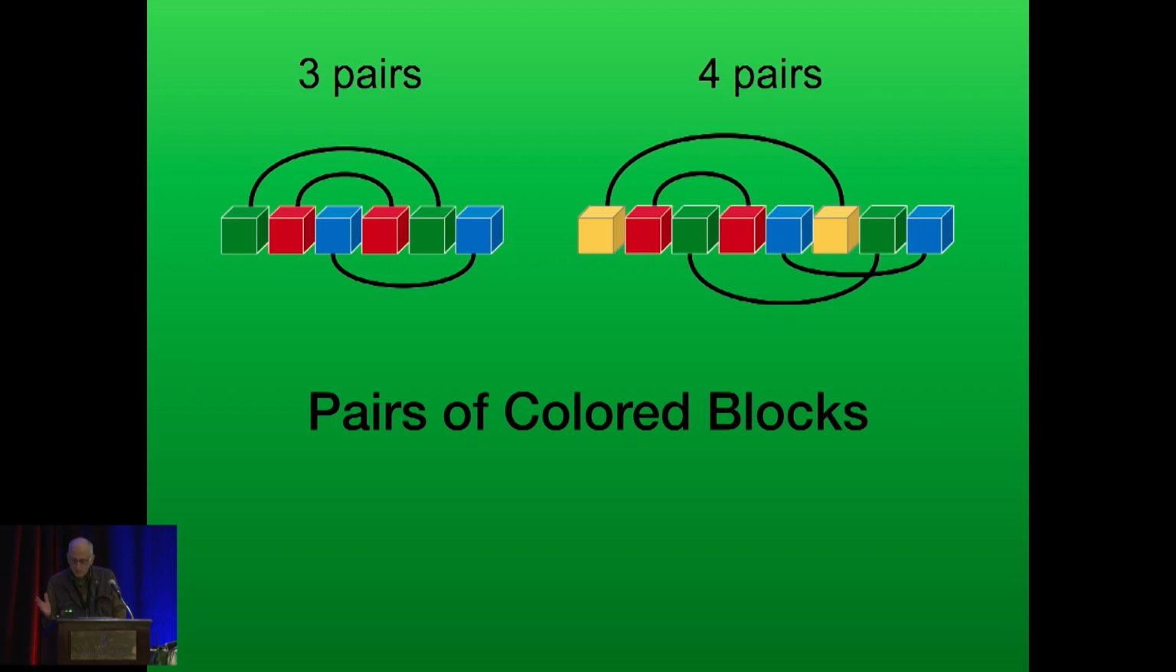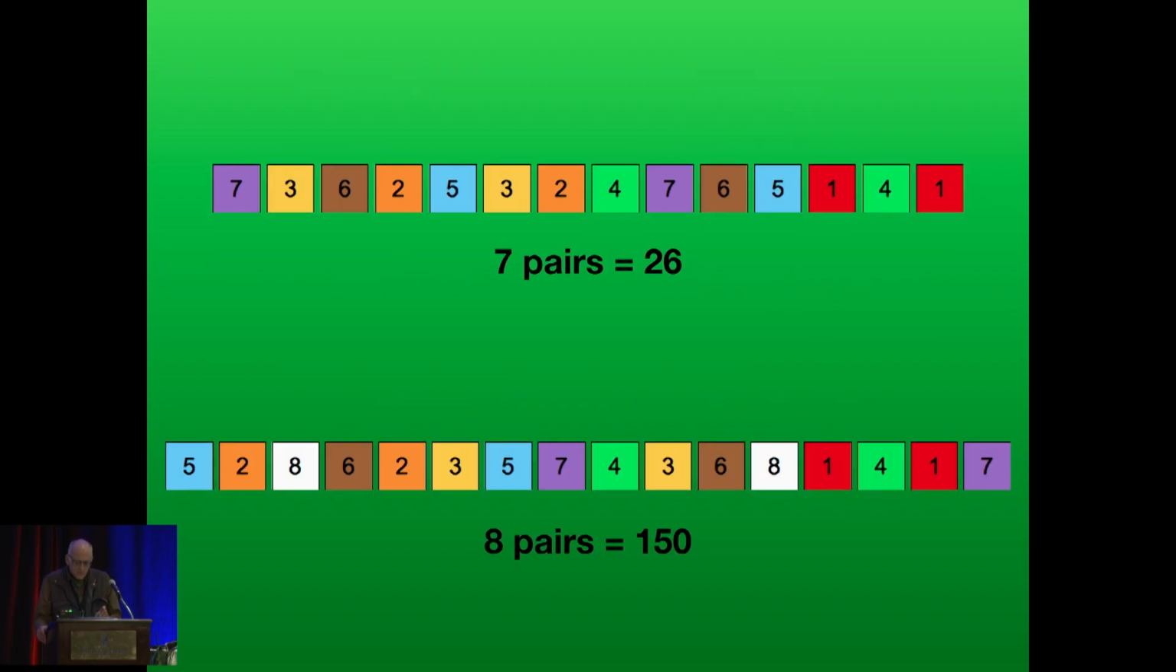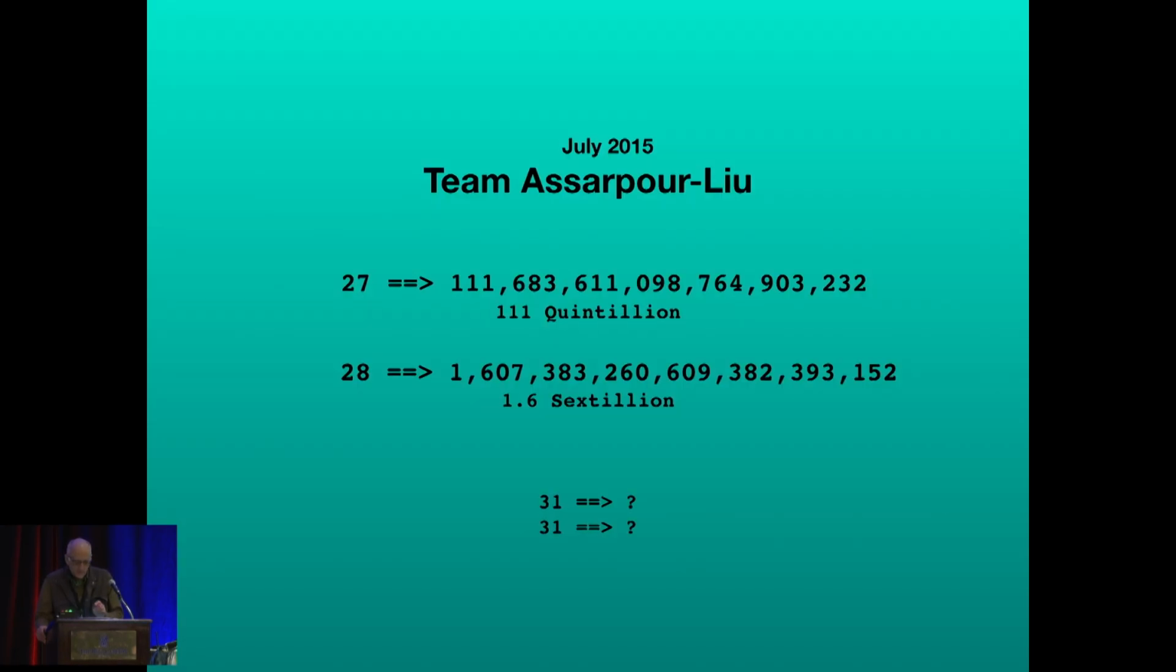He tried other numbers with limited success. You all know that the number of pairs has to be a multiple of 4 or 1 less for this to work. 7 pairs can be arranged 26 different ways and 150 ways with 8 pairs. Update in 2015, we've been working on this problem since the 60s. A team solved for 28 pairs, 1.6 sextillion ways.